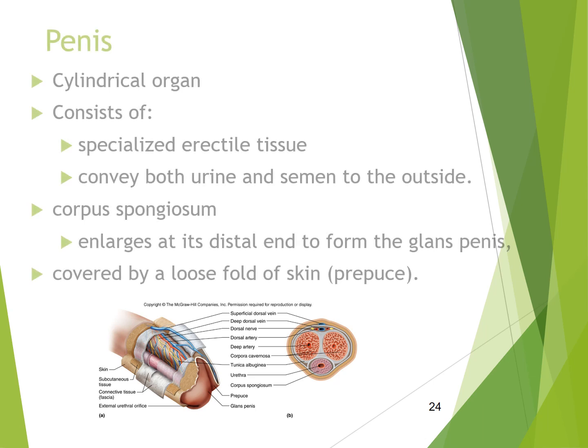The penis is a cylindrical organ that consists of specialized erectile tissue. It conveys both urine and semen to the outside. The corpus spongiosum enlarges at its distal end to form the glans penis. The penis is covered by a loose fold of skin called the foreskin or prepuce.